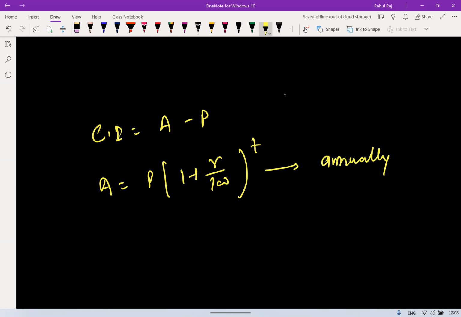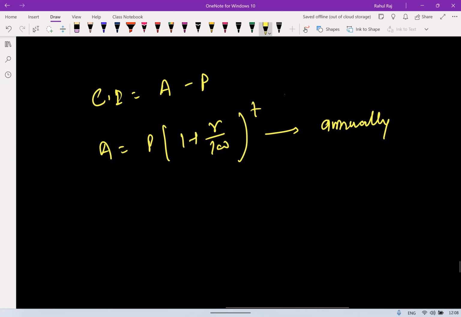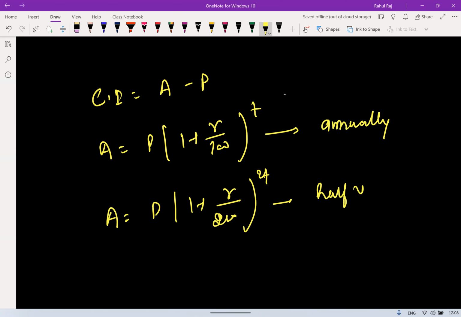Compound interest can also be compounded half yearly. In that case, the formula would be A is equal to P into 1 plus R by 200 to the power 2T. Now this is the formula when interest is compounded half yearly. And it will be very clearly given to you in the question.